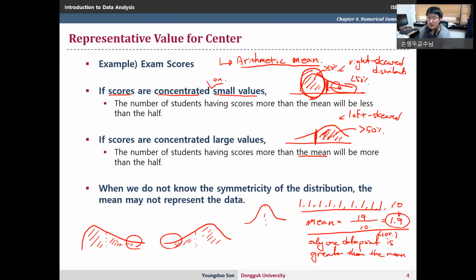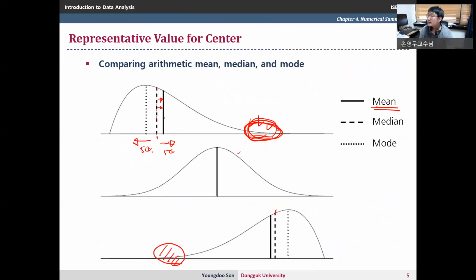So in exploratory data analysis, the median is more preferred to the mean because exactly half of the data will be less than the median and exactly the remaining half of the data will be greater than the median. So the median is more widely used as the representative value for the center.